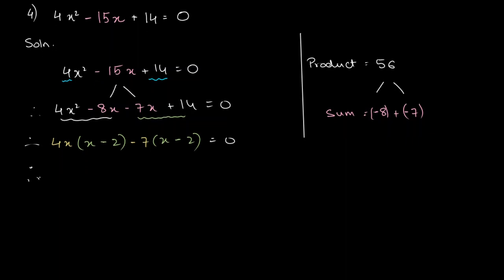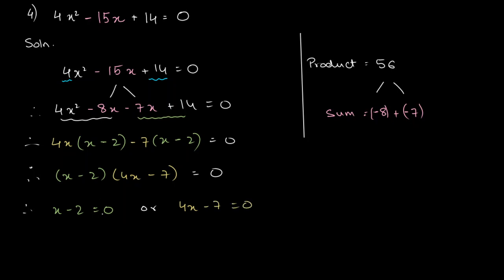Now we see x minus 2 here and x minus 2 here, so we can factor out x minus 2 once again, and what we'll be left with is 4x minus 7, 4x and minus 7. And all of this is equal to 0. So again we come to a point where we can use the zero product rule. So therefore I can say either the first number, which is x minus 2, is equal to 0, or the second number, which is 4x minus 7, is equal to 0.